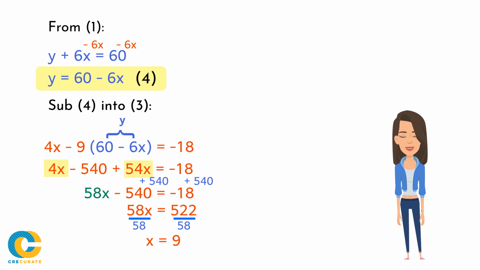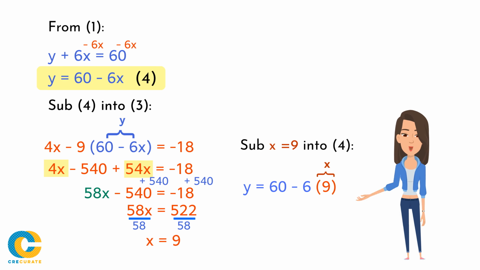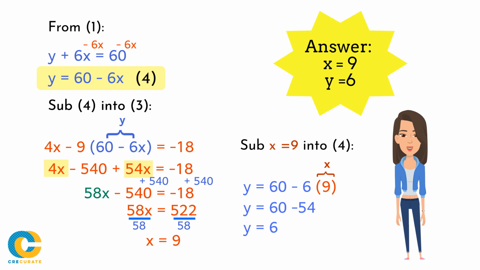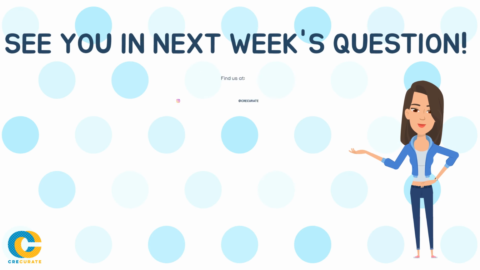Recall that y is equal to 60 minus 6x, so by substituting x with 9, we can easily find y to be equal to 6. So the answer to this question is x equal to 9 and y equal to 6. Did you get the same answer?